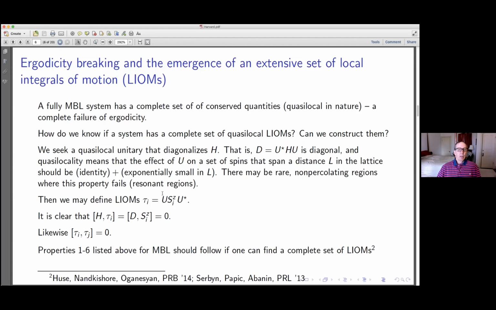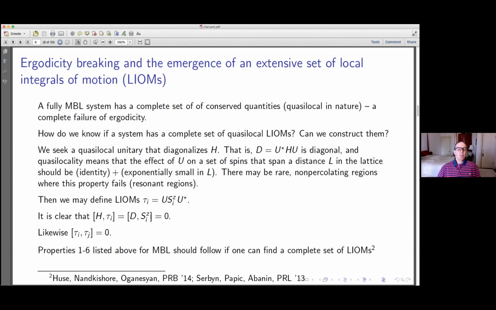So once you have this way of diagonalizing the Hamiltonian, you can define local integrals of motion by applying the reverse rotation on the spin variables. And then these tau variables are actually the local integrals of motion. You can easily check that if you take the commutator with H, it's the same as the commutator of the diagonal matrix we defined above, which of course is 0. So it's clear you have all these conserved quantities.